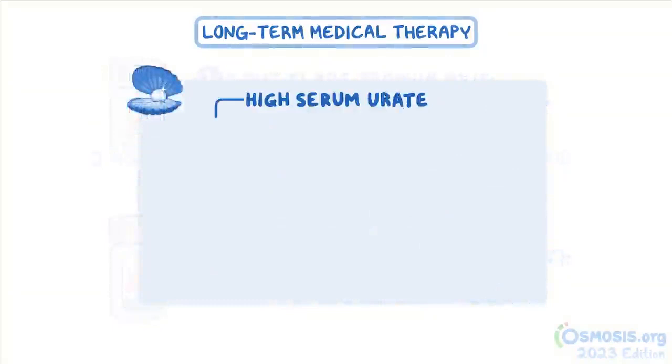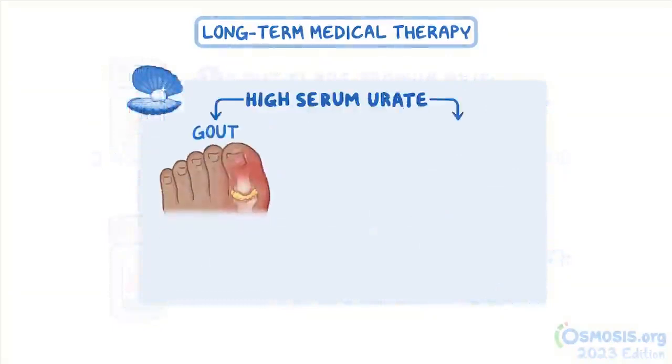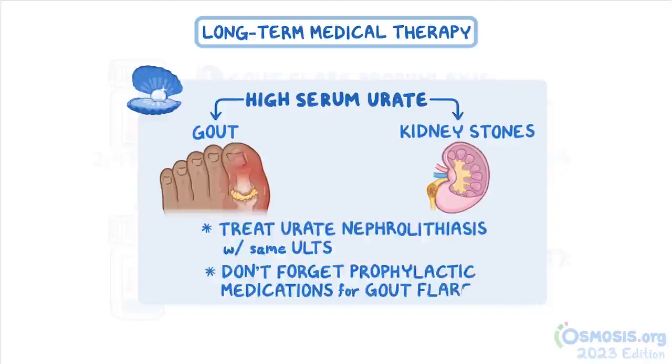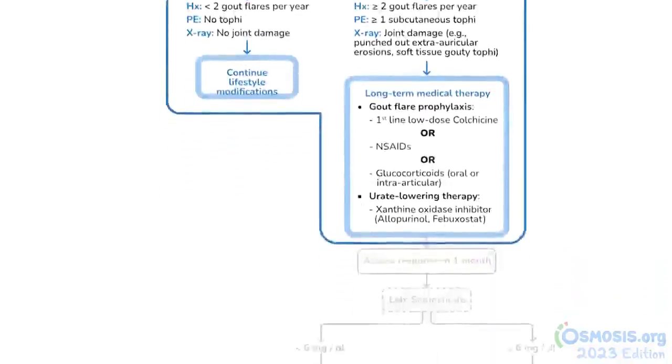On the other hand, if your patient has had 2 or more gout flares per year, with 1 or more tophi seen on physical exam, as well as X-ray findings indicating joint damage, such as punched-out extra-articular erosions or soft tissue gouty tophi, start long-term medical therapy.